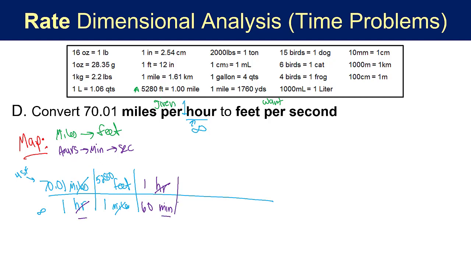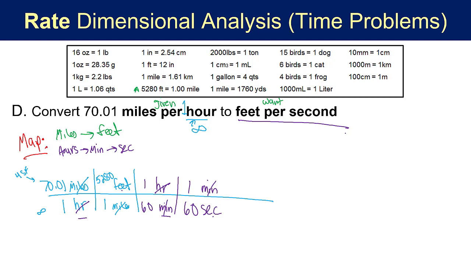Now we have to go to seconds. What's going to cancel minutes here? It's going to be minutes, and that's going to leave us seconds here in the denominator. Minutes and minutes are going to cancel. Let's throw some numbers in. We know that in 1 minute there are 60 seconds. So we now have the units that we want. We have our feet and we have our seconds, and that's what our desired want was.